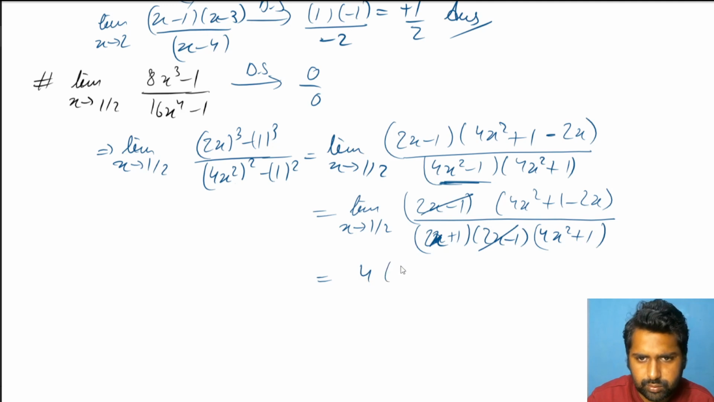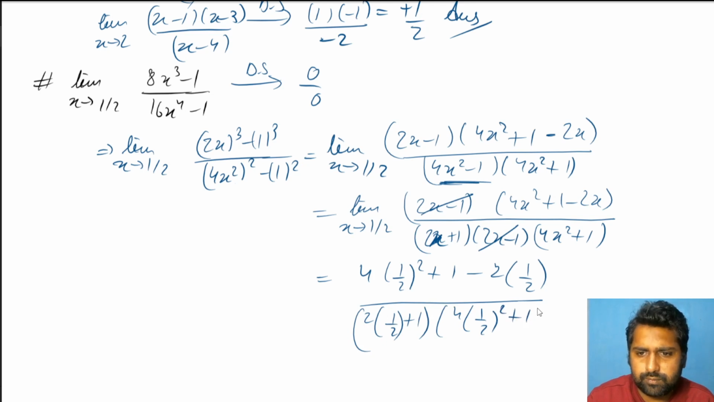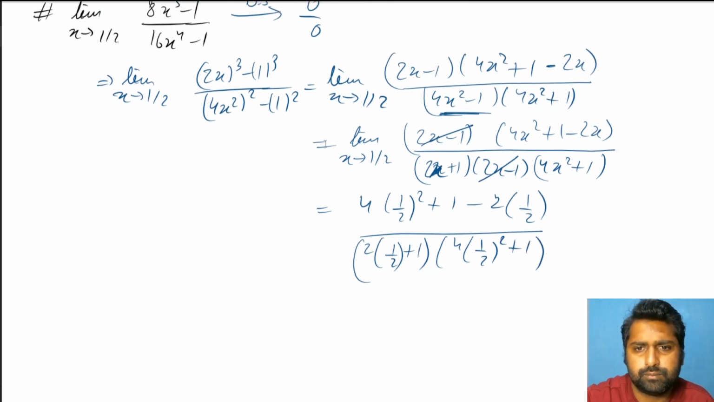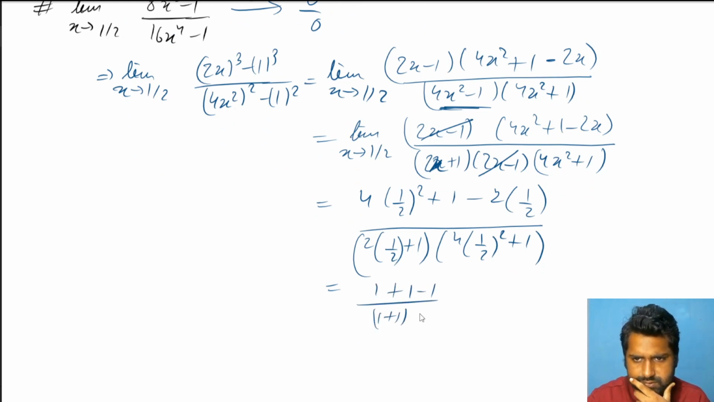So 4 into 1 by 2 square plus 1 minus 2 into 1 by 2 upon, denominator is 2 into 1 by 2 plus 1, 4 into 1 by 2 square plus 1. What does the value give us? 1 plus 1 minus 1 upon 1 plus 1, 1 plus 1. So it is 1 upon 2 to 4. 1 by 4 is the answer for this.